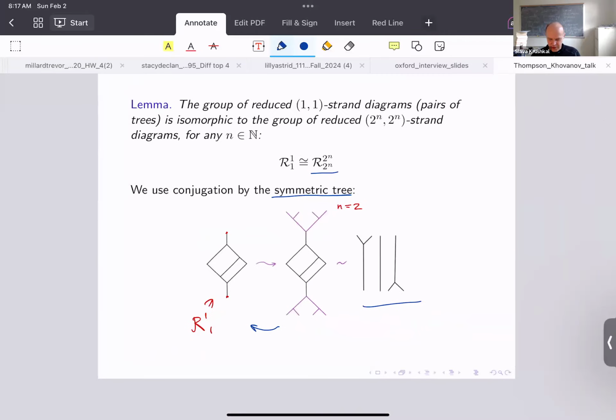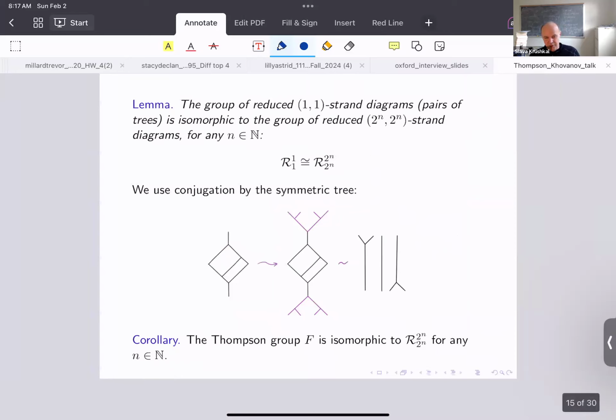So this is sort of a very useful observation. And the corollary of this is that the Thompson group F is isomorphic to this group generated by reduced strand diagrams with 2 to the n points at the top and the bottom for any n.